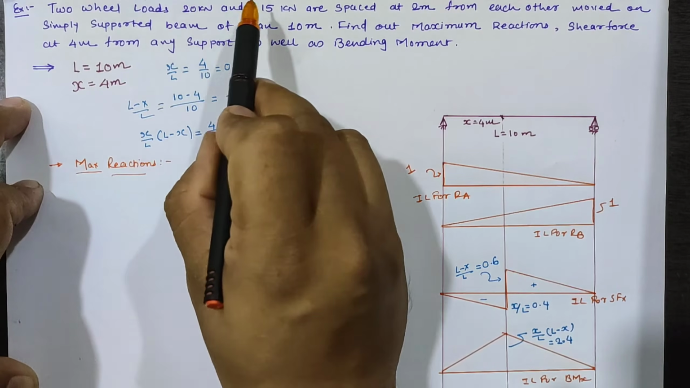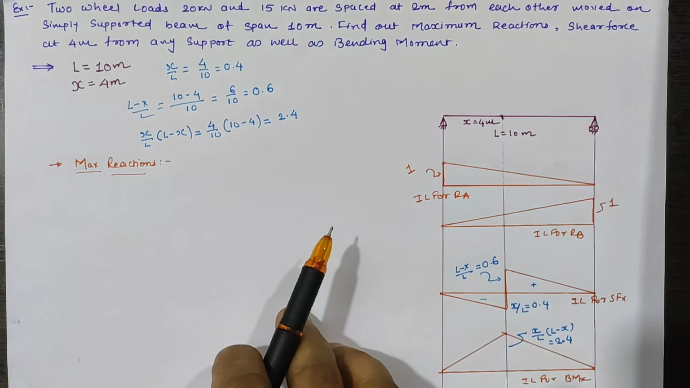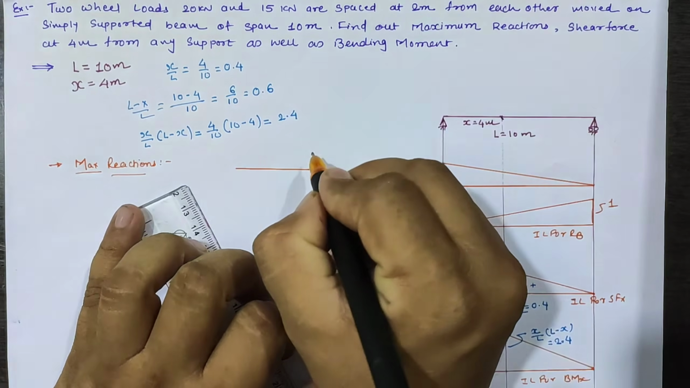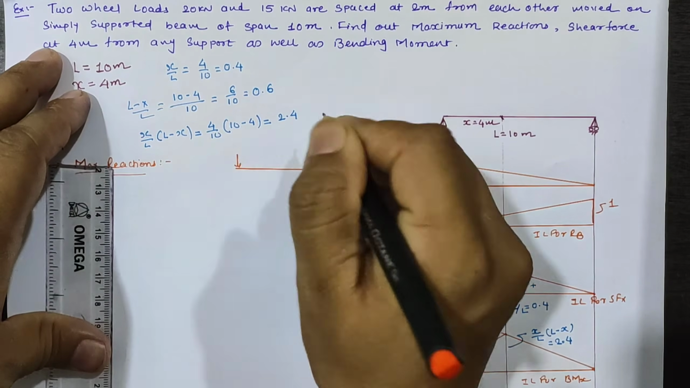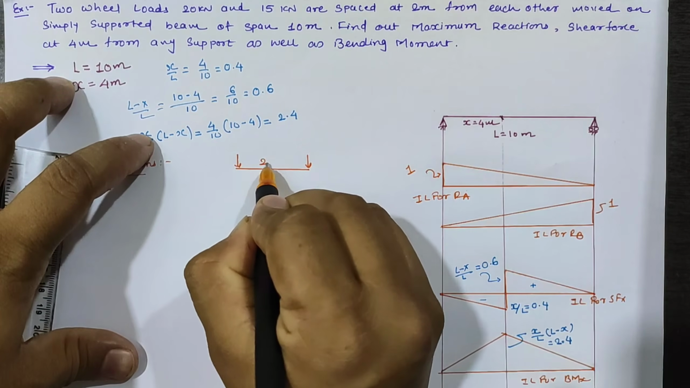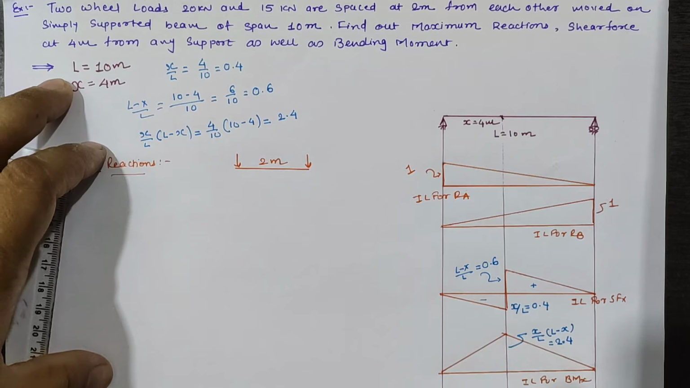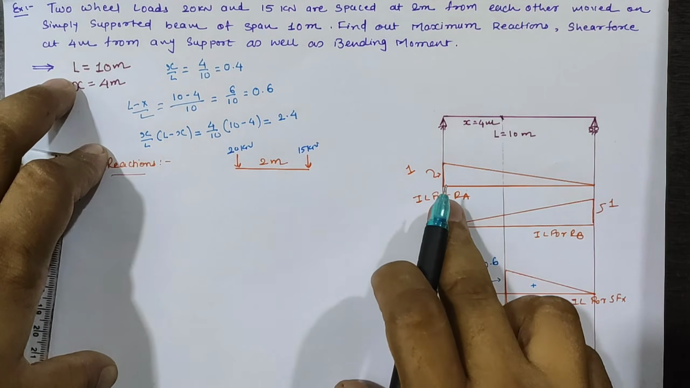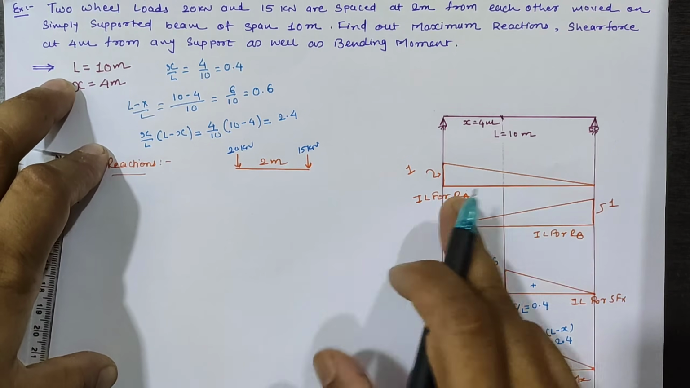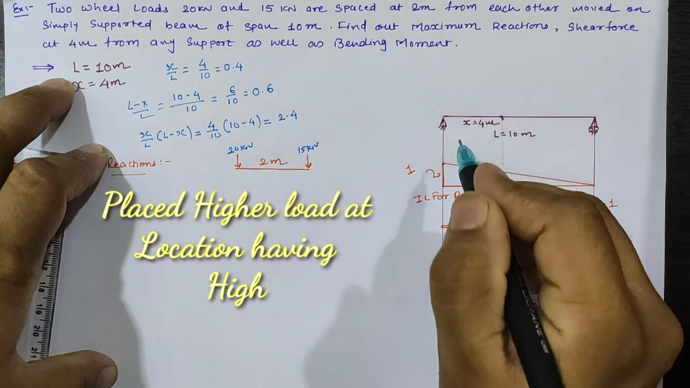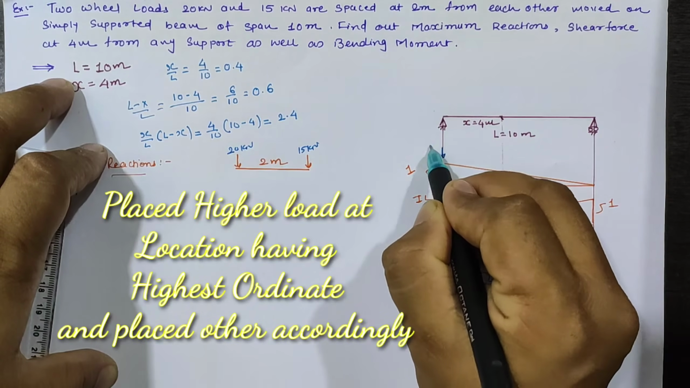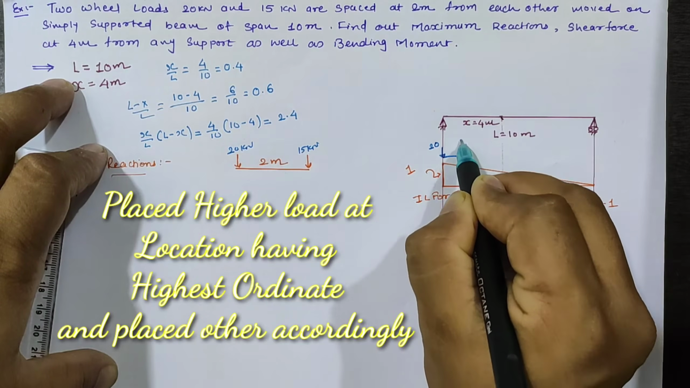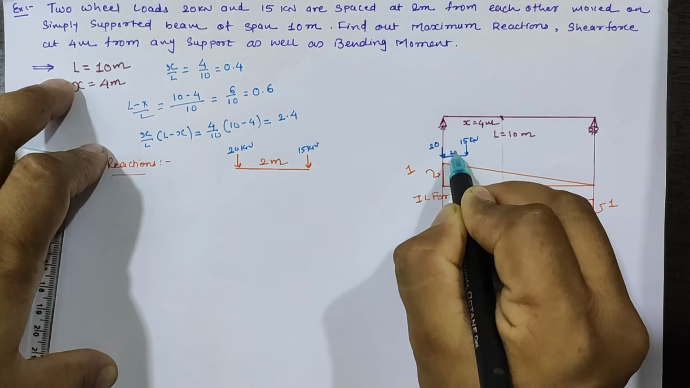Now we have been given 20 kilonewton and 15 kilonewton loads, which are spaced at 2 meter from each other. For the maximum calculation of RA, we know that the ordinate 1 is the highest in the diagram. It means that we have to put our 20 kilonewton load over the point A, and at a distance of 2 meter our other load of 15 kilonewton will be on the span.